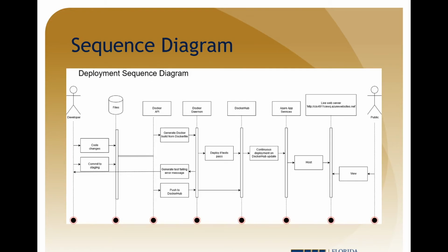The following is a sequence diagram on how continuous deployment is integrated into our project. Say a developer makes changes to certain code files. Then a Docker build could get generated. If the Docker build fails any of its tests, then the Docker build itself fails and no build is generated. However, if the tests pass, then you could deploy this image to Docker Hub, and our Azure Web App Services app gets the Docker image hosted on there and continuously deploys it to our live web server at this URL.